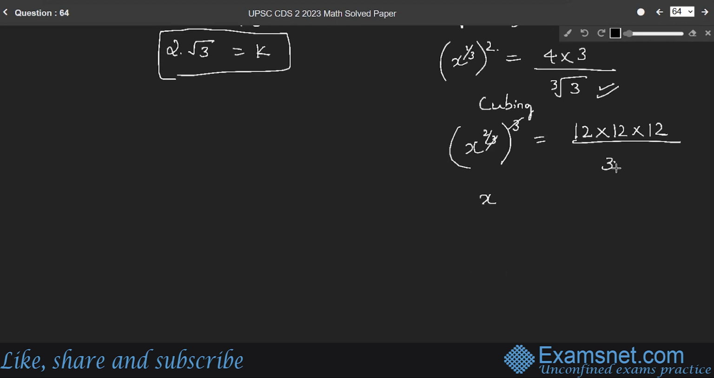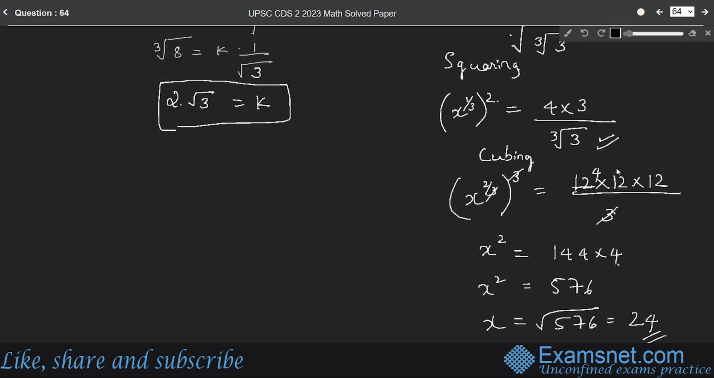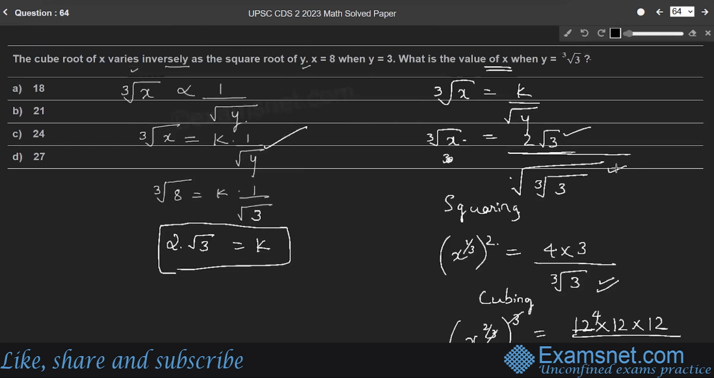We have x square equal to, so 3 into 4 is 12. Therefore, x square is 12 into 12, 144, into 4, which is 576. So the value of x is root 576, which is 24. Yes, 24 is the value of x. Option C is the right answer.